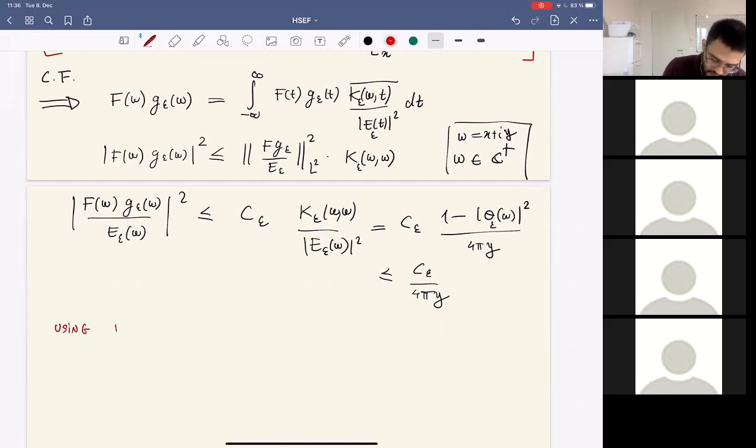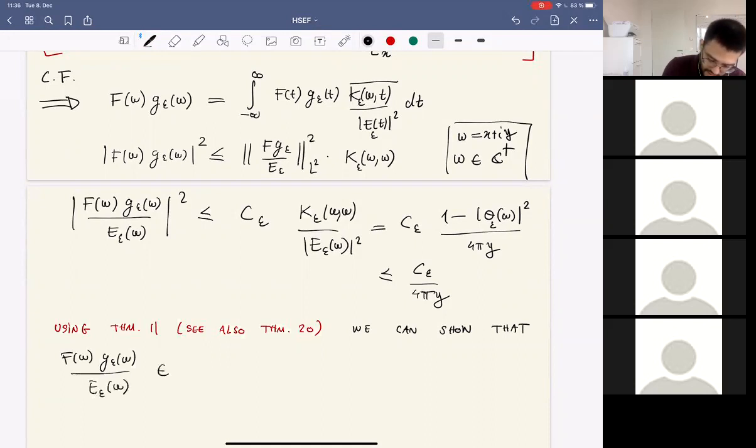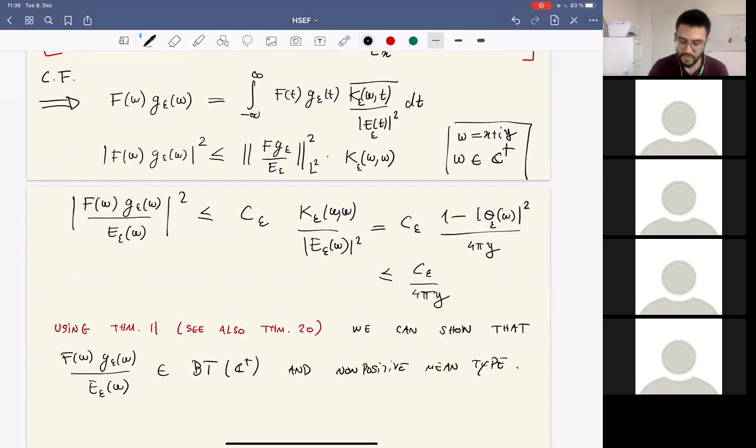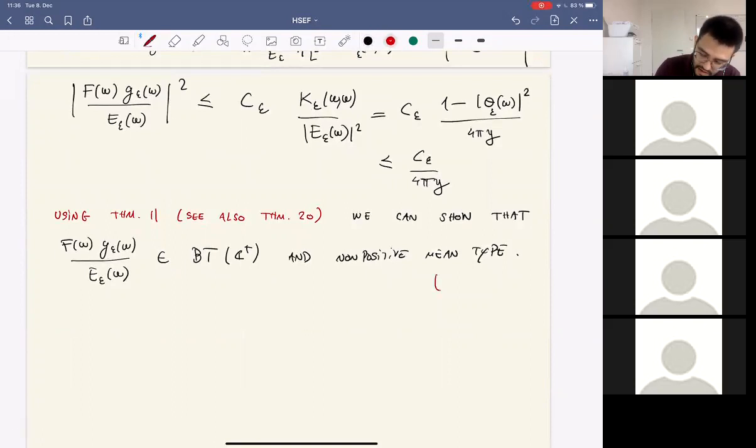Using theorem 11 from the book, which I didn't show, and you can also see the proof of theorem 20 if you want some help, we can show, using this bound, that these guys here are of bounded type in the upper half plane and of non-positive mean type. And I will leave this as a reading exercise.